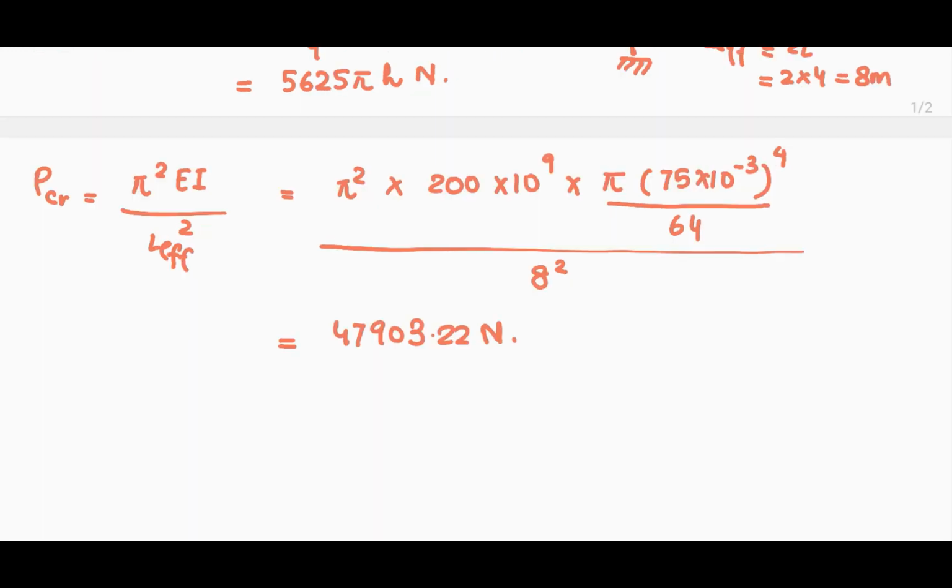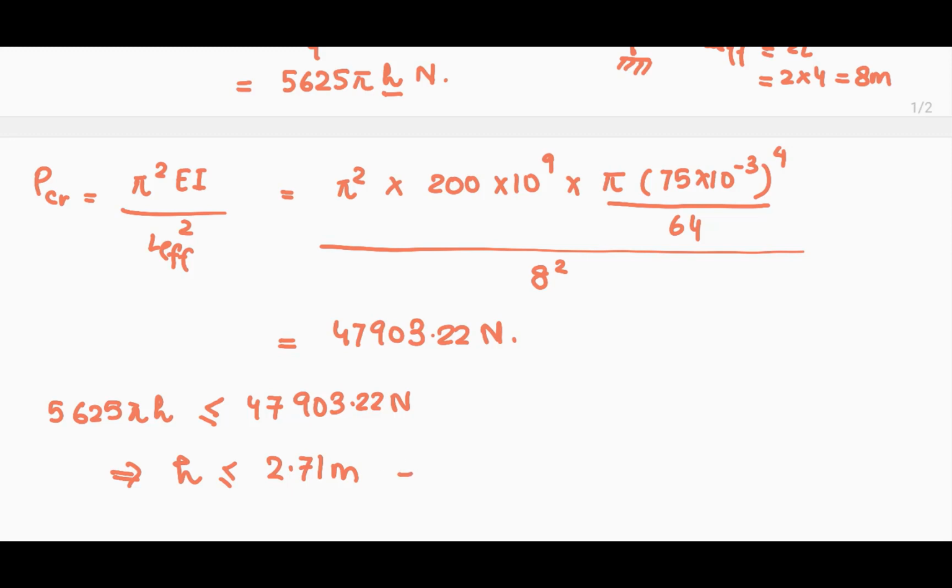and this comes out to be 47903.22 newtons. Hence, for calculating the safe permissible height of the water column H, we can see that 5625 pi H, the weight of the water column, must be less than or equal to 47903.22 newtons. And from here, we can calculate H should be less than or equal to 2.71 meters. In the question, we have been asked to report the height rounded off to the first decimal place. Hence, the height of the water column permissible in order to prevent the buckling of this column is 2.7 meters, and this is our final answer.